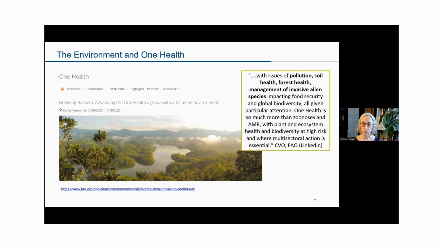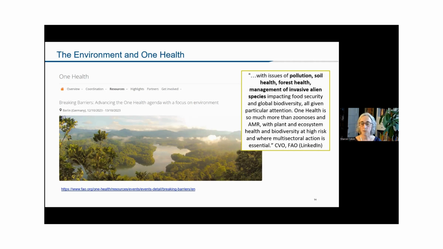The broad scope is starting to be seen and recognized at the international level as well. So I just wanted to include here an event that happened recently in October in Berlin. It was called Breaking Barriers, or Advancing the One Health Agenda with a Focus on the Environment. And I found this little blurb here on LinkedIn where they talk about the scope of the discussions.